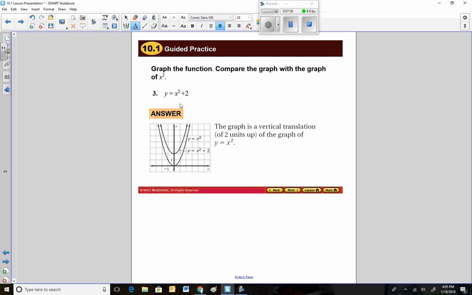And let's take a look at this one. X squared, so it's going to be exactly like the parent graph as far as the parabola is concerned, but this plus 2 at the end causes it to go up 2 spaces. All right, so that's a vertical translation of 2 units up. I think that's enough information for now. Let's just double check. I think we might have one more.